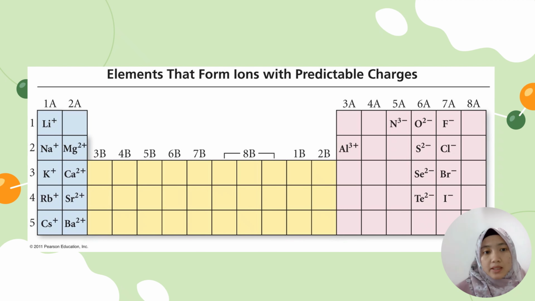To summarize, these are the charges of the ions in the main groups in the periodic table. From lithium to cesium, positive 1; magnesium until barium, positive 2. In group 13, the metal is aluminium. The charge is positive 3. And these are the charges for the anions. So please remember how to determine the charge of the ions from the main groups.